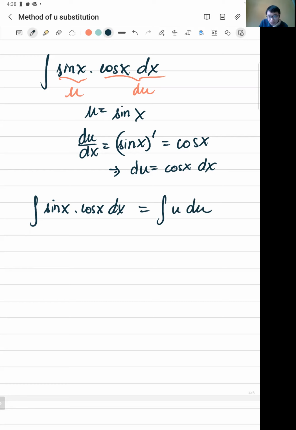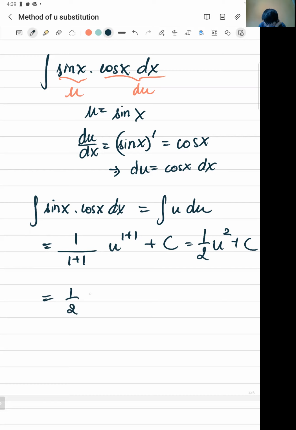So I'm rewriting this again in terms of u substitution, and then I integrate this. That'd be u to the power of 1 plus 1, plus c. It's equal to 1 over 2 u to the power of 2 plus c. Am I done yet? Not yet. 1 over 2 times u, which is sine of x, plus c.